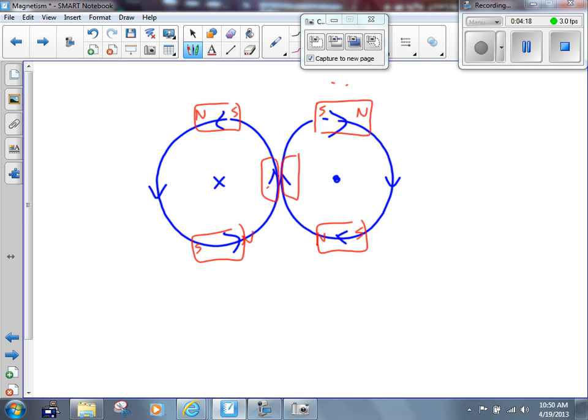Field goes from south to north inside, south to north inside. These two magnets are going to repel each other as well. Not only do we have north and north, we also have south and south. No matter where you put them, these two pretend magnets that are drawn in are going to be repelling each other, repulsive forces. So therefore, the two wires in the cross are going to be repulsive forces.